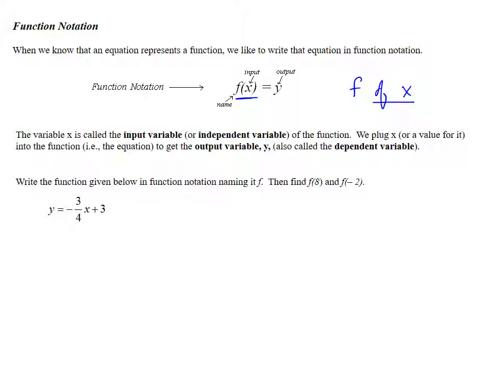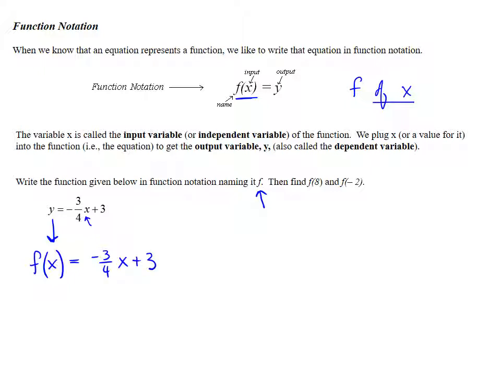So here's an equation we know is a function from an earlier example, y equals negative 3/4 x plus 3. Because we know this is a function, we can actually write it in function notation. Now let's give it the name f. So instead of writing a y, I would write f, and then in parentheses the input variable, which I can see is the x here. So f of x equals negative 3/4 x plus 3.